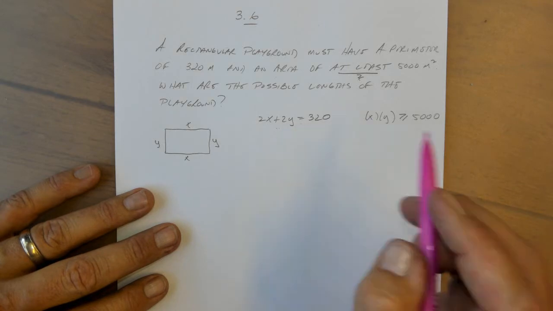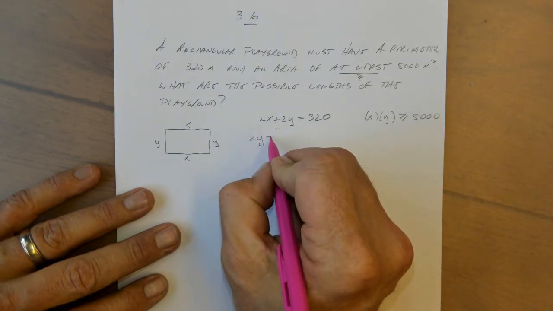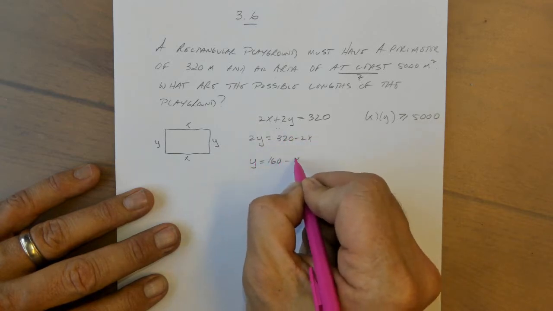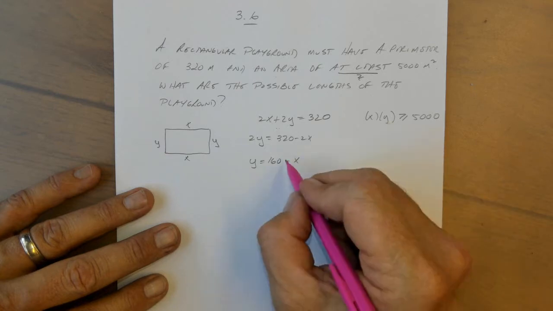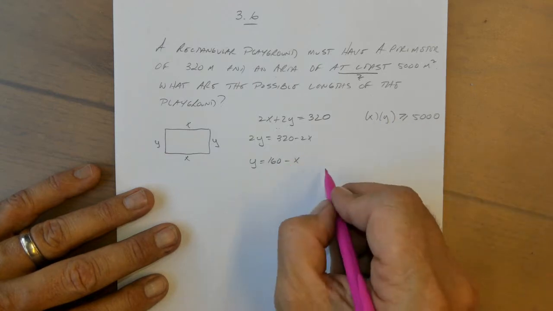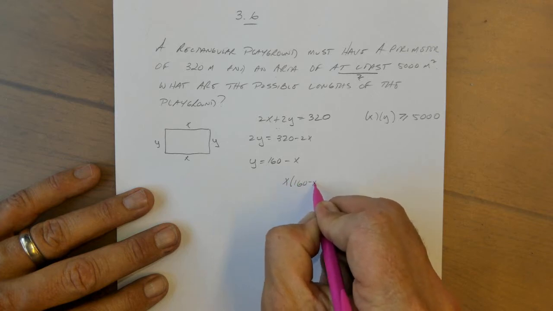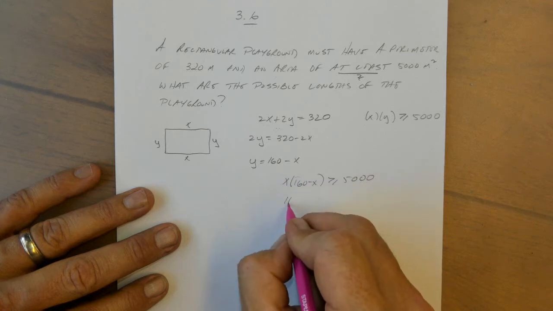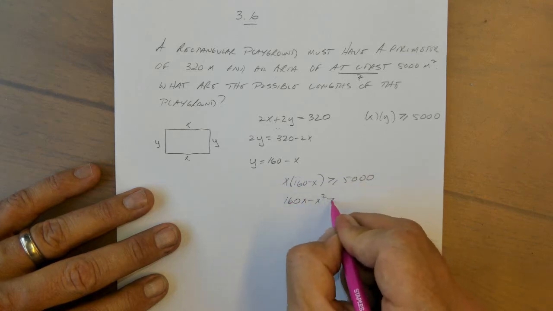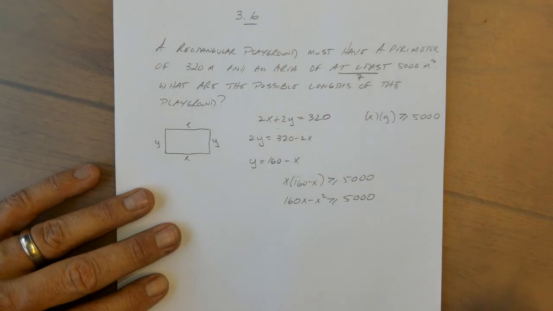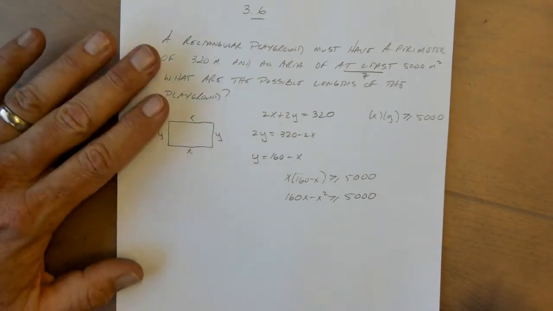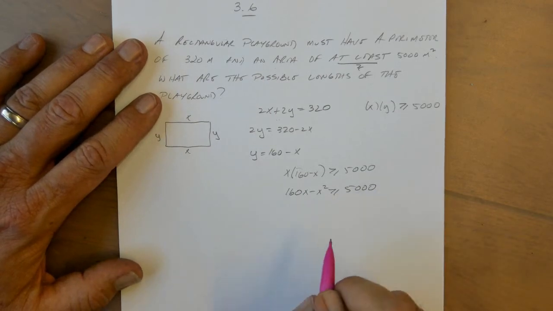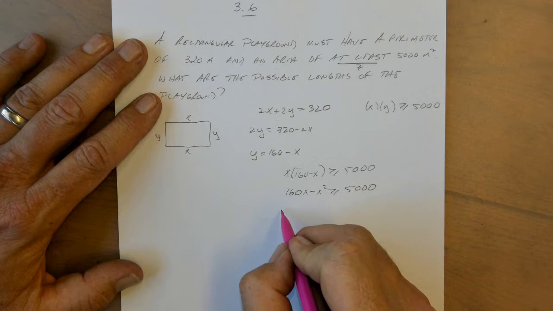So I'm going to solve this one for y. So I'll subtract 2x, divide by 2, and now for y, I will substitute 160 minus x. And when we distribute, we get 160x minus x squared is greater than or equal to 5,000. Okay, so I'm going to set this up as a quadratic less than or equal to 0. So here's what I'm going to do. I'm going to subtract the 5,000.